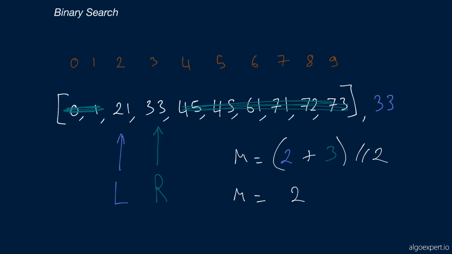So now we've got a middle pointer pointing to the same number as the left pointer. That's the number 21. So we compare 21 to 33. 21 is not equal to 33, so we're not done yet. 21 is less than 33, so that means that we can move the left pointer to the right here of the middle pointer. So we move it by 1. I kind of cut it off here.